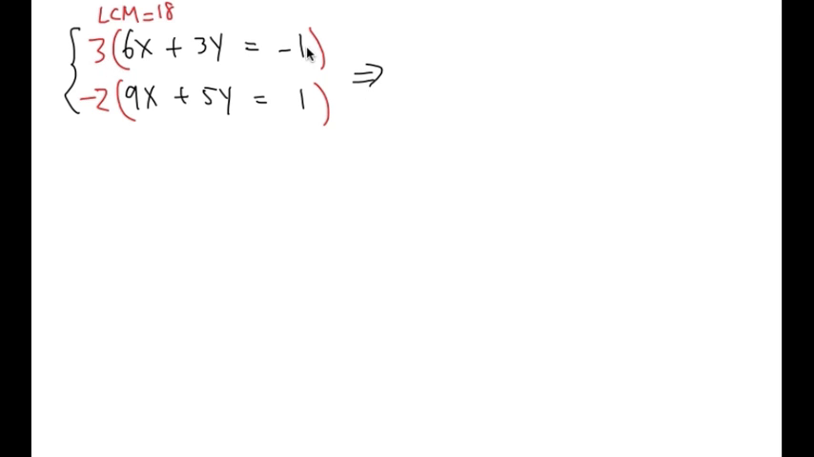Multiply 3 throughout the first equation. 3 times 6x is going to be 18x. 3 times positive 3y is going to be plus 9y. And that's equal to 3 times -1. Of course, that's going to be -3. Second equation, -2 times 9x, that's -18x. -2 times positive 5y, that's minus 10y. And that's equal to -2 times 1, that's -2.